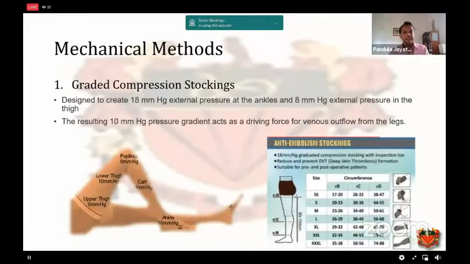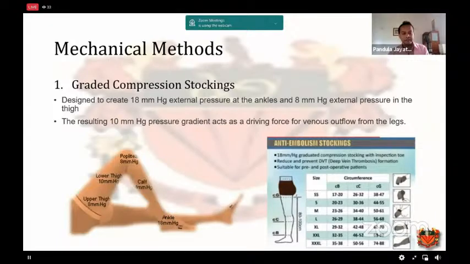So what are the mechanical methods? We have two methods. The first method is graded compression stockings. So this is widely available, and here you use these stockings, which are applied over the lower limb, and they are designed in a way where they are exerting a pressure over the limbs, which is graduated.